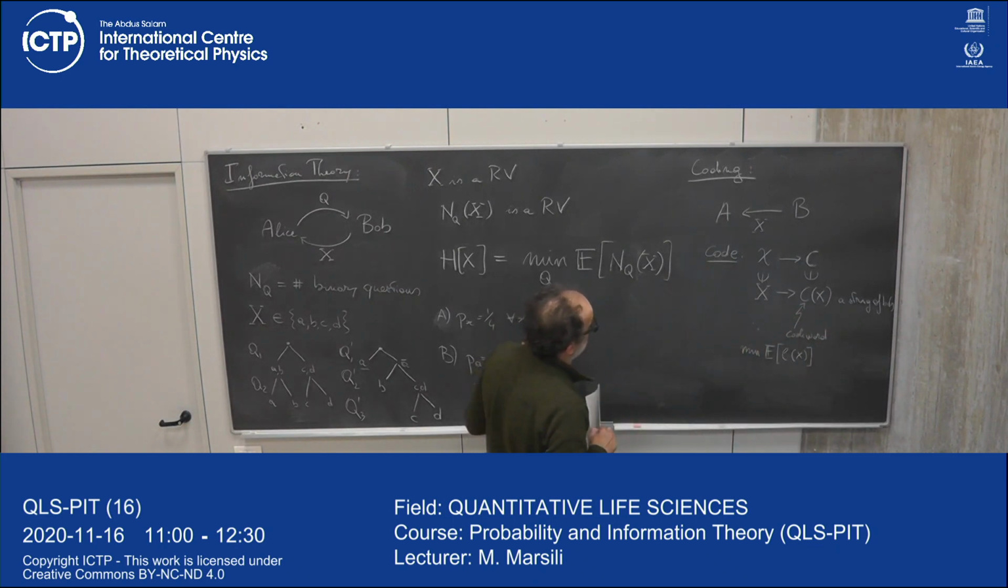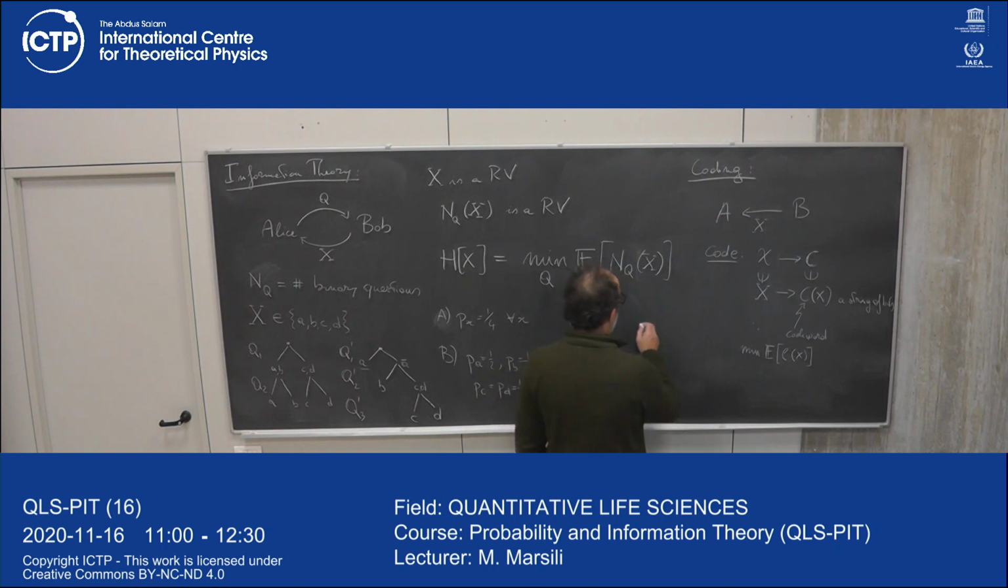Now, of course, there are many codes. Okay, so for example, in this case, where you have four items, you have a code C, which is, say, where A corresponds to 0 0, B corresponds to 1 1, C corresponds to 1 0, D corresponds to 0 1, and so on.